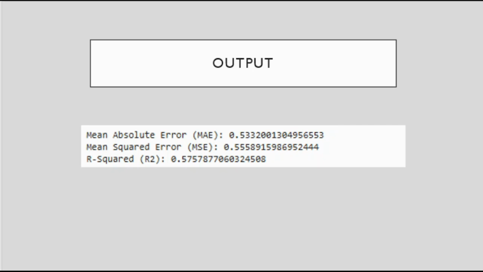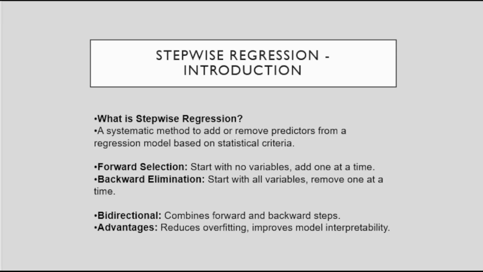Finally, let's optimize the regression model using stepwise regression. Stepwise regression automates the selection of significant predictors. It adds or removes variables iteratively based on their contribution to the model. This technique can avoid overfitting by reducing the number of predictors and improve the interpretability of the model. Here's how to implement stepwise regression in Python using forward selection.